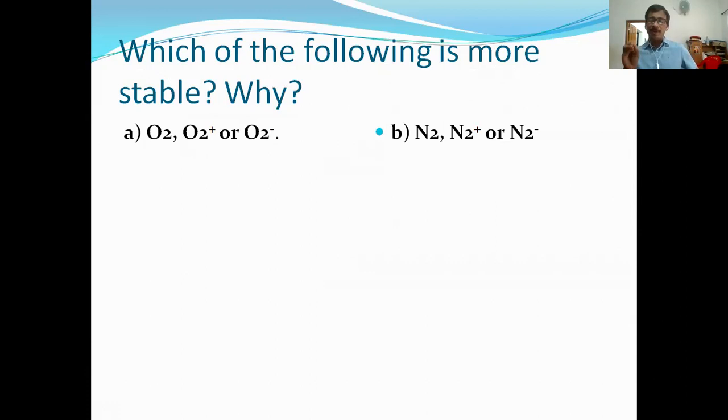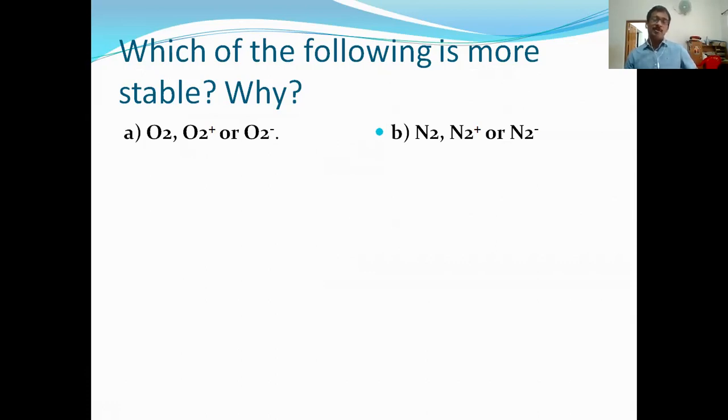So in the antibonding molecular orbital pi star 2py, there will be no electron. That electron is lost. There is no electron in pi star 2p. So number of electrons in antibonding molecular orbital reduces from 4 to 3. So what is the bond order? 8 minus 3 by 2 equal to 2.5. O2 plus bond order 2.5, O2 bond order 2.